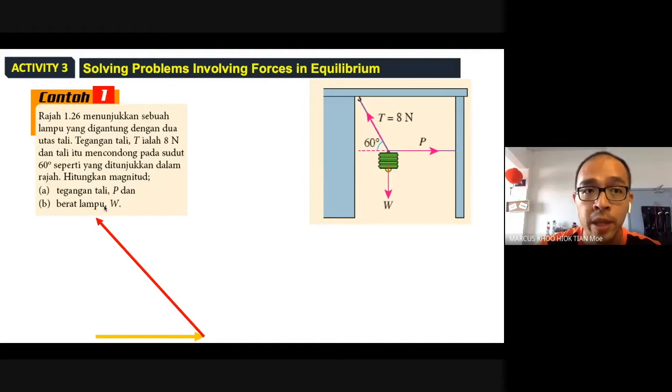And memandangkan soalan cakap, ini adalah sebuah lampu yang digantung, means it's obviously not moving lah. Yeah, it's obviously not moving, so it's in equilibrium. So if it is in equilibrium, you can draw the triangle of forces. Okay, can somebody tell me what does the red force here represent, what does the blue force here represent, and what does the yellow force represent?